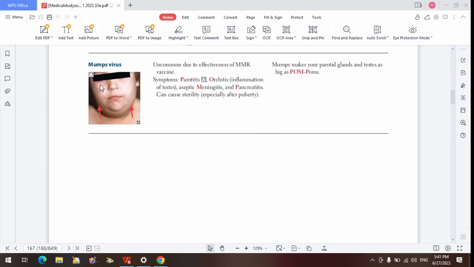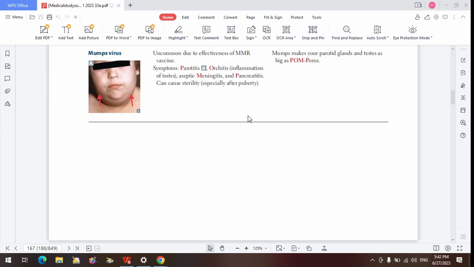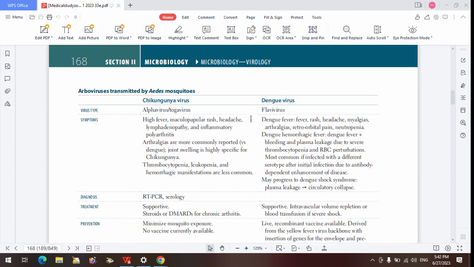We have talked about mumps. It's now uncommon because of the MMR vaccine, so we have the mumps, measles, rubella virus vaccine that can help us take care of those. So they are not common like that again. But they typically cause parotitis, orchitis, aseptic meningitis, pancreatitis. It can be a cause of sterility after puberty. So if they tell us that somebody has a history of swelling of the neck in childhood and suddenly became sterile, you guys know the diagnosis already. That's likely to be mumps virus infection.